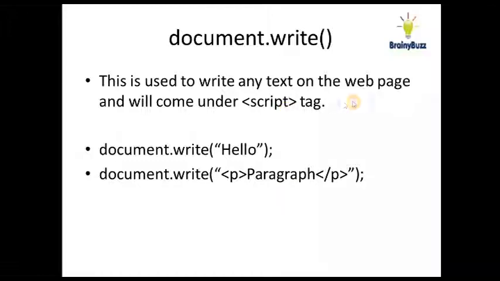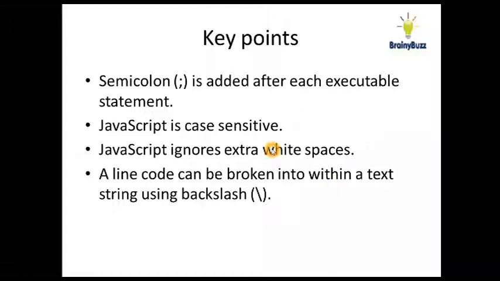Another thing, this is your document.write. This is basically used to write any text on the web page, and you will write this in the script tag. Like you can write hello, or if you want to print everything, this will not print only the paragraph, this will also print the paragraph tags. Another thing, some key points: a semicolon is added after each executable statement. This is basically your client-side code. So wherever you write in a coding language, whether C or C++ or Java or .NET, anywhere you write an executable statement, you should end it using a semicolon.